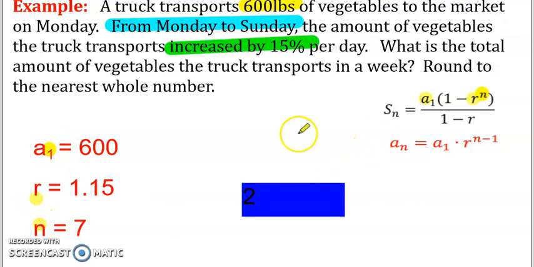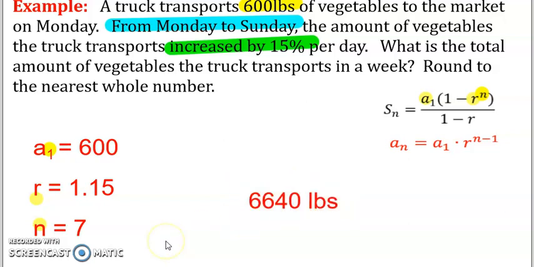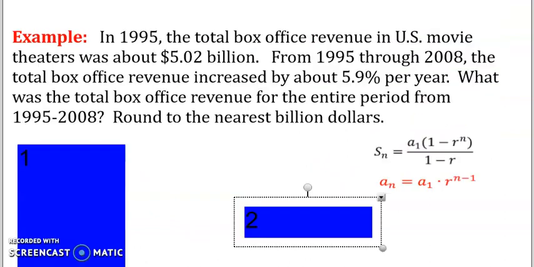Plug that straight into my calculator. Be responsible with parentheses. And in doing so, you should result in 6,640 pounds. I would actually suggest pause the video right here, plug all that in just to make sure that you're doing your parentheses correctly. And if so, move on.